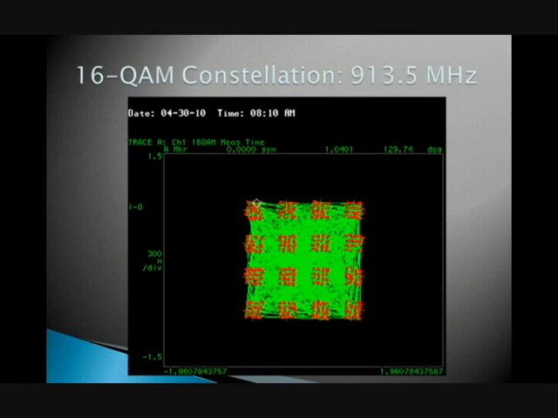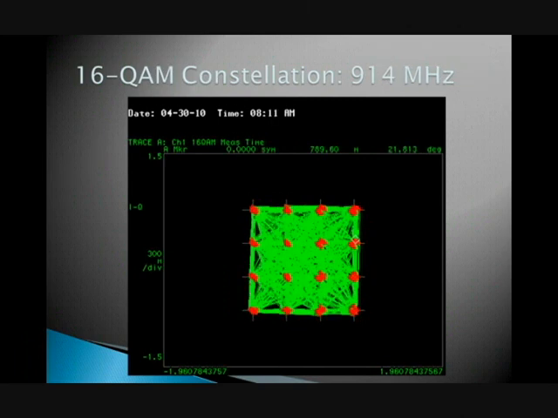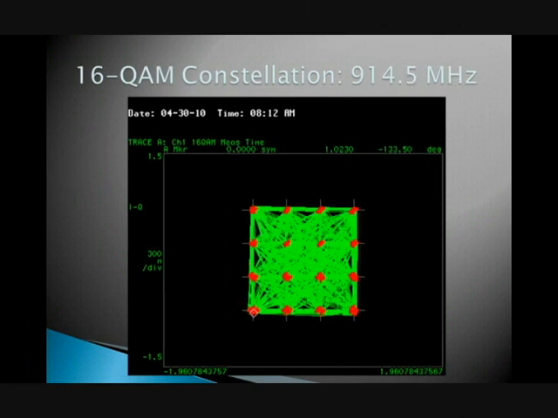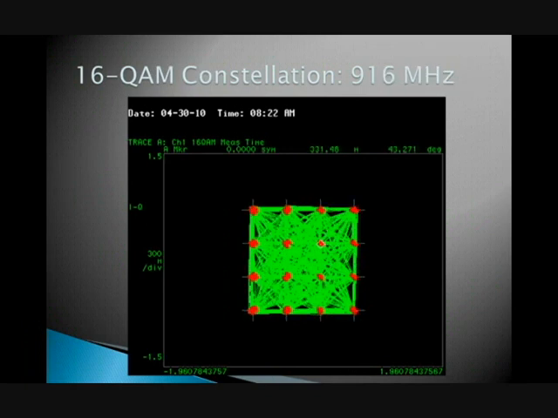Here are the 16 QAM constellation diagrams. As you can see, the red dots represent the bits transmitted, and the green lines represent the transitions between those bits. As you saw, the closer we were to the channel fade, the more likely there were to be bit errors. As we move further away from the channel fade, you can see the signal fidelity goes up.